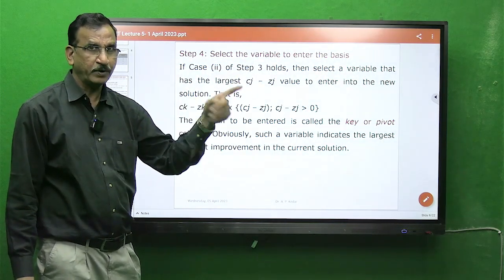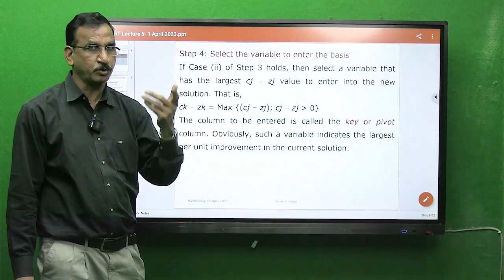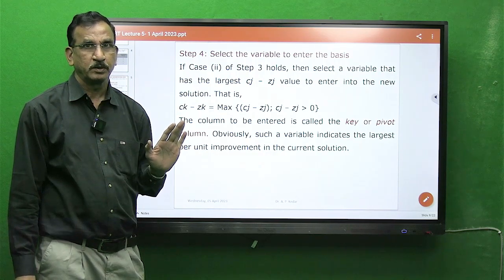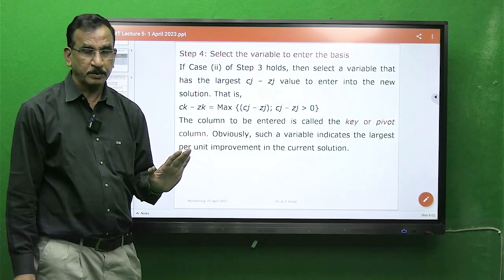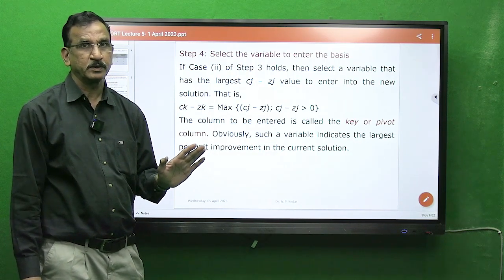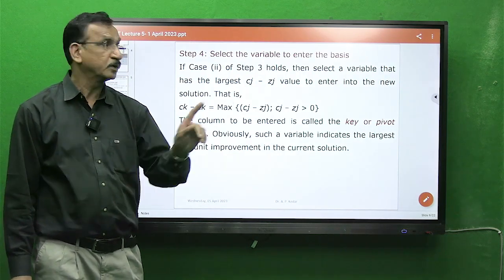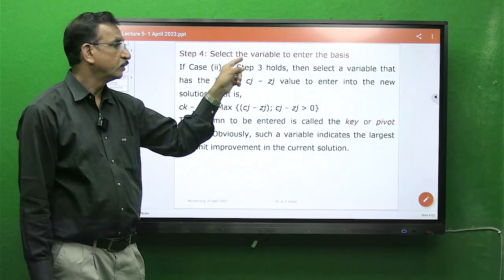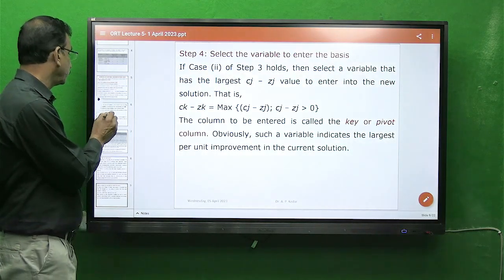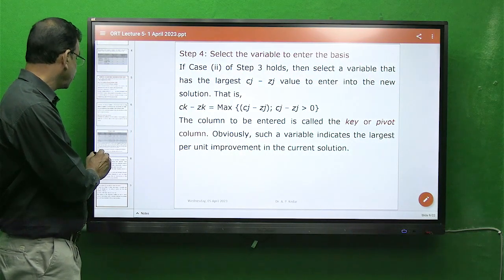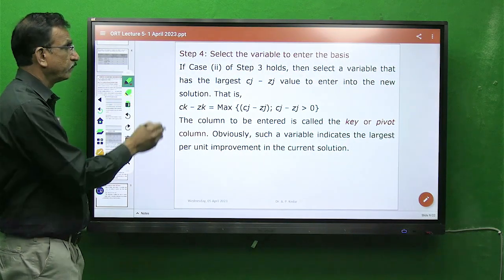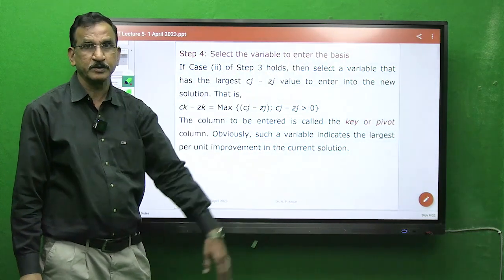Once you find that the solution is optimal, you will stop, the problem is over. But if by chance further improvement is possible, then you have to go for step number 4, and step number 4 is to select the variable that enters the basis.